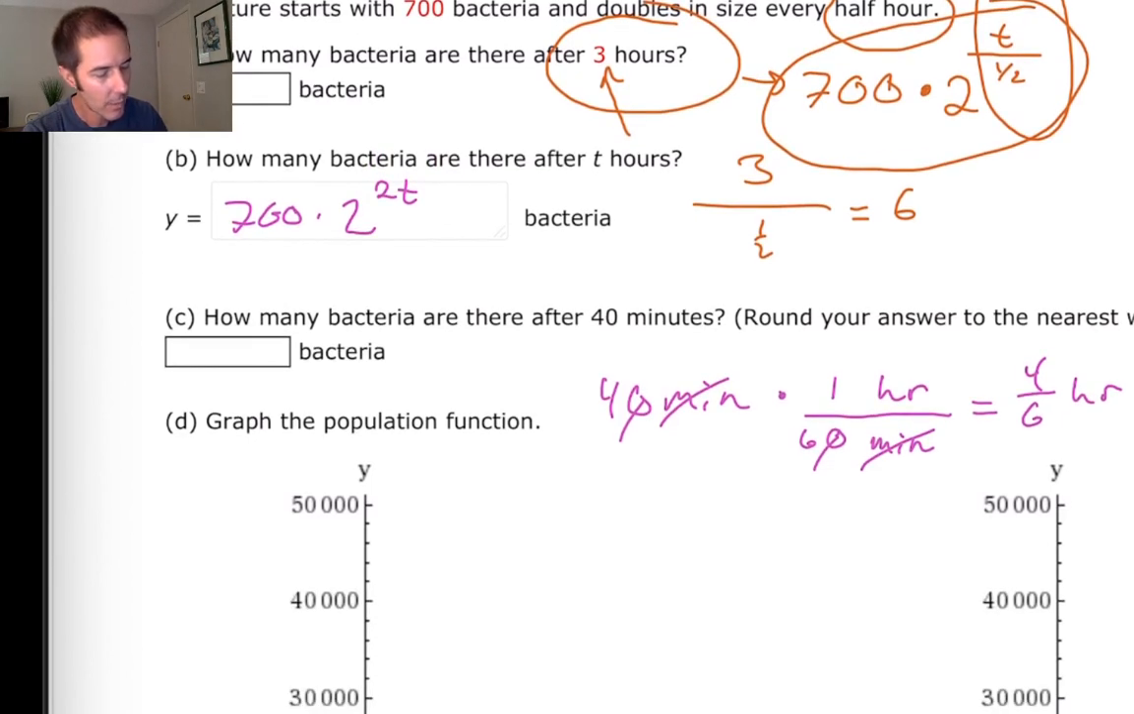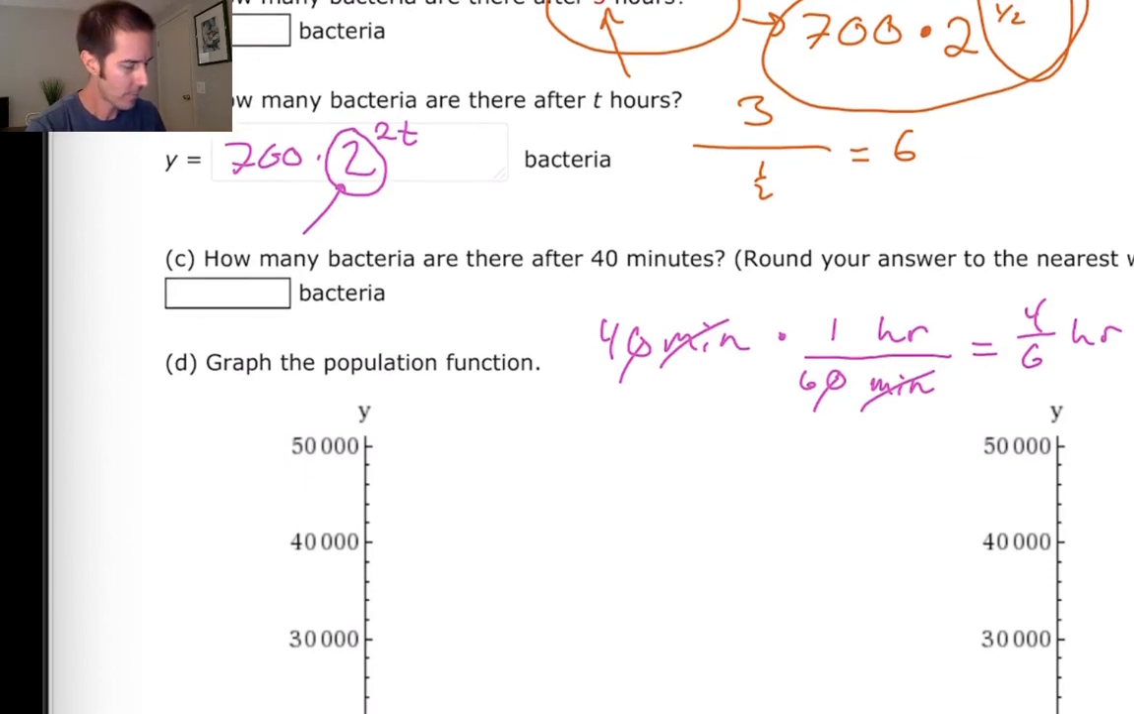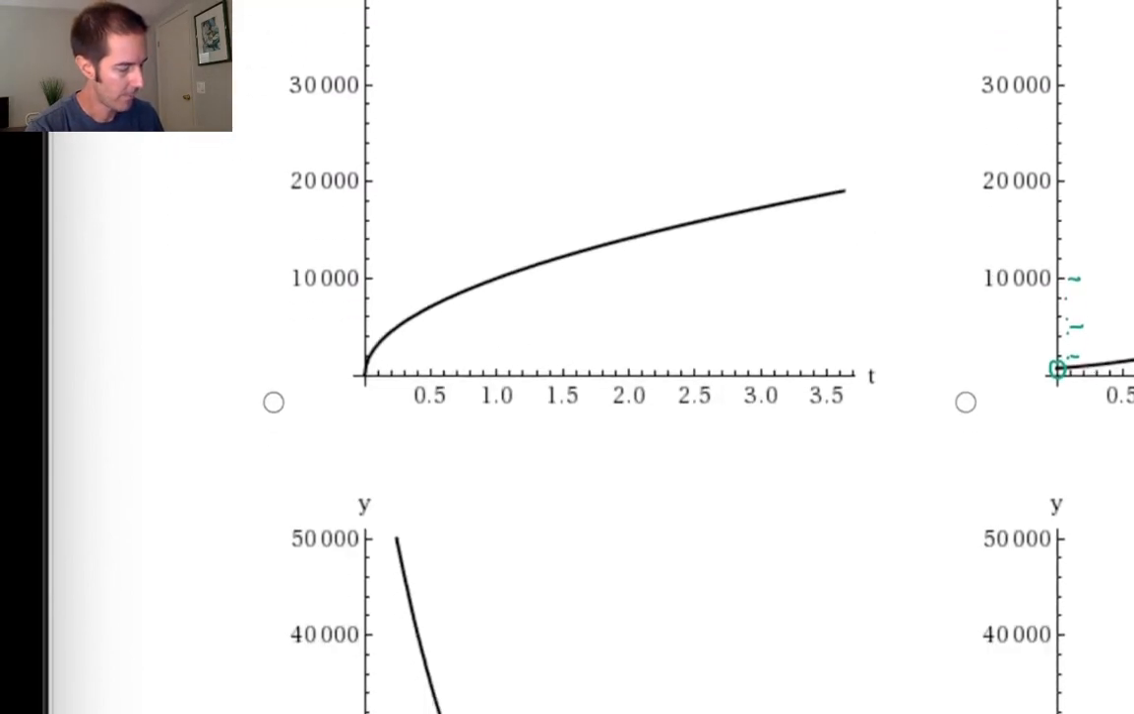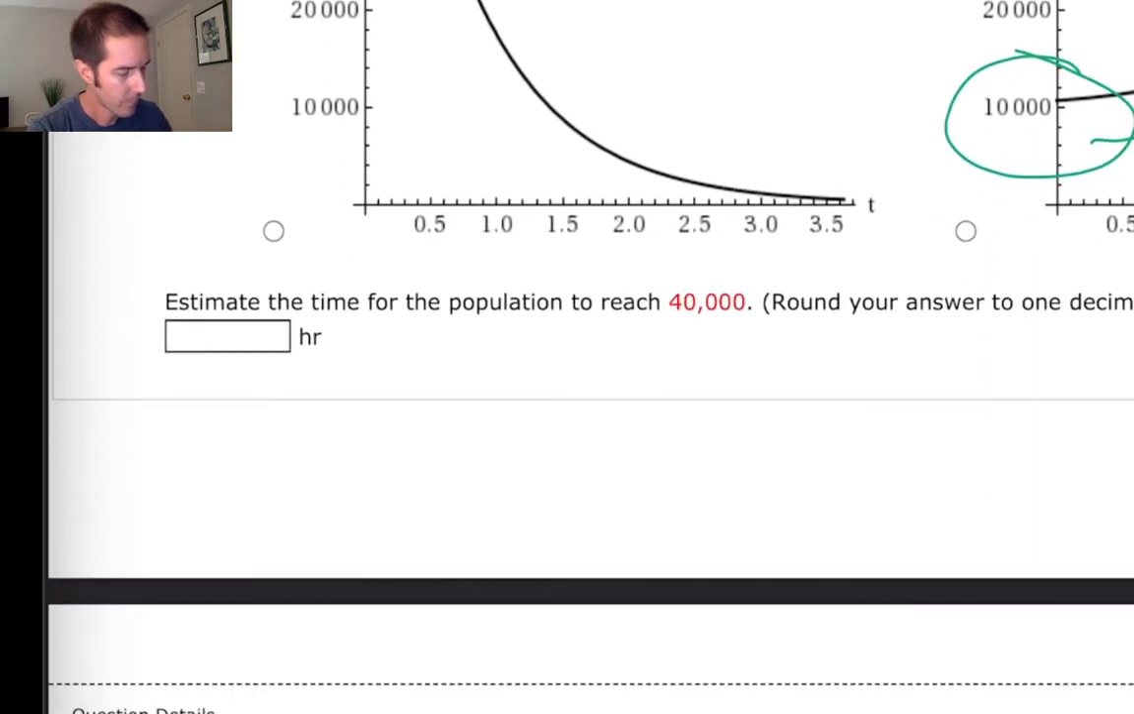Little tricky though, because this is not e, which means the natural log and that 2 are not going to cancel out. I'm starting to think maybe I should do this one with you. Let's get it started anyway. 40,000 equals 700 times 2 to the 2t.